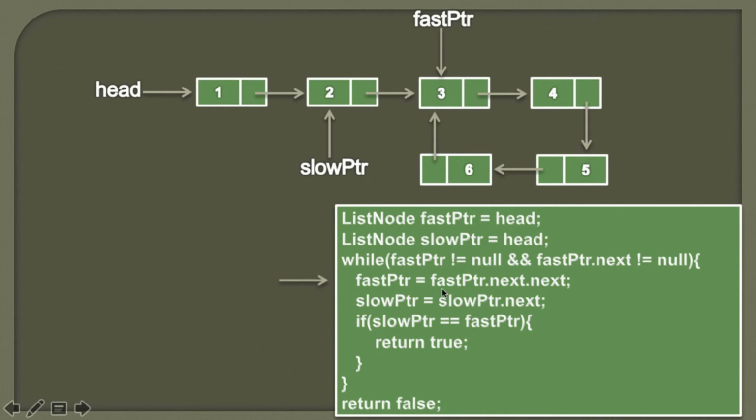And then in the first step we are simply traversing fast pointer by 2 positions. So here if you see, fast pointer next is pointing to the fourth node and its next is pointing to the fifth node. So we are simply traversing fast pointer from the third position to the fifth position by assigning fast pointer next value to fast pointer. So it would look something like this.